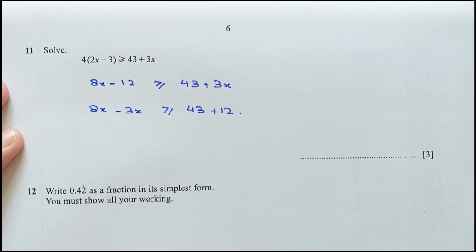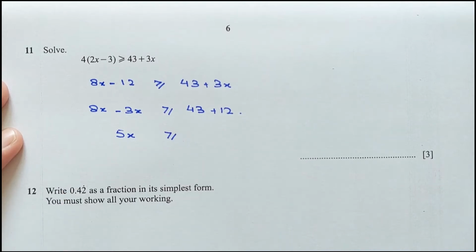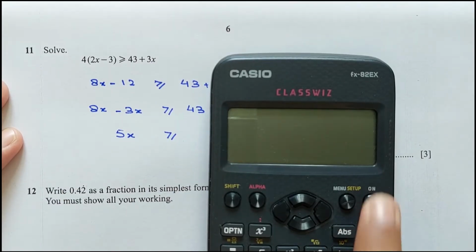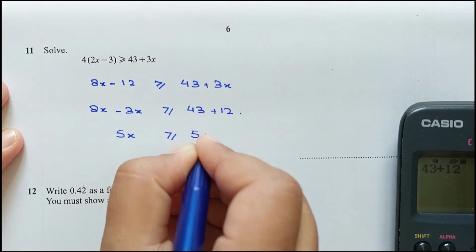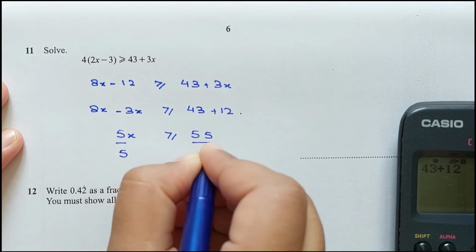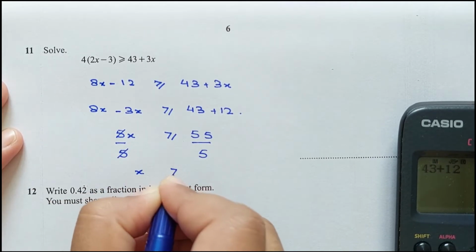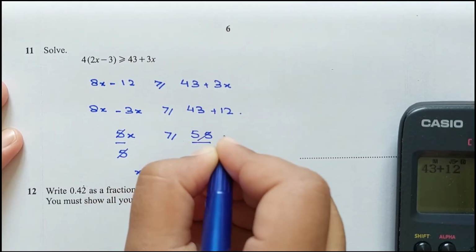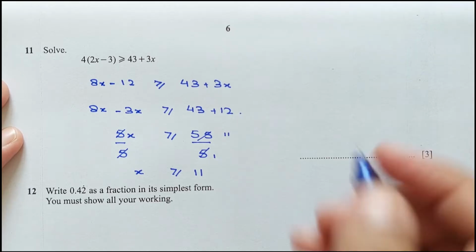Right, so from 8 take away 3, this is going to be 5x. This is greater than or equal to 43 and 12. 43 plus 12 is 55. Okay, so to solve for x, we have to divide both sides by 5. 5 divided by 5 is just 1, so x is greater than or equal to 5 times 1 is 5, 5 times 11 is 55. So the answer is x is greater than or equal to 11.